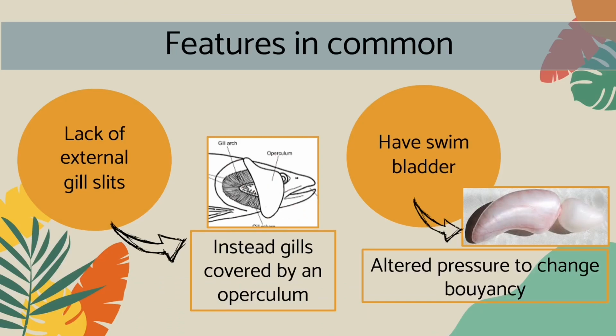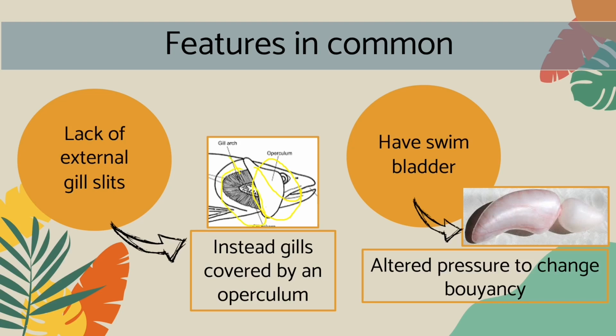So, despite their diversity, bony fishes have many features in common. First, the lack of external gill slits. Instead, their gills are covered by the operculum. So, here is the operculum, and this is their gills.